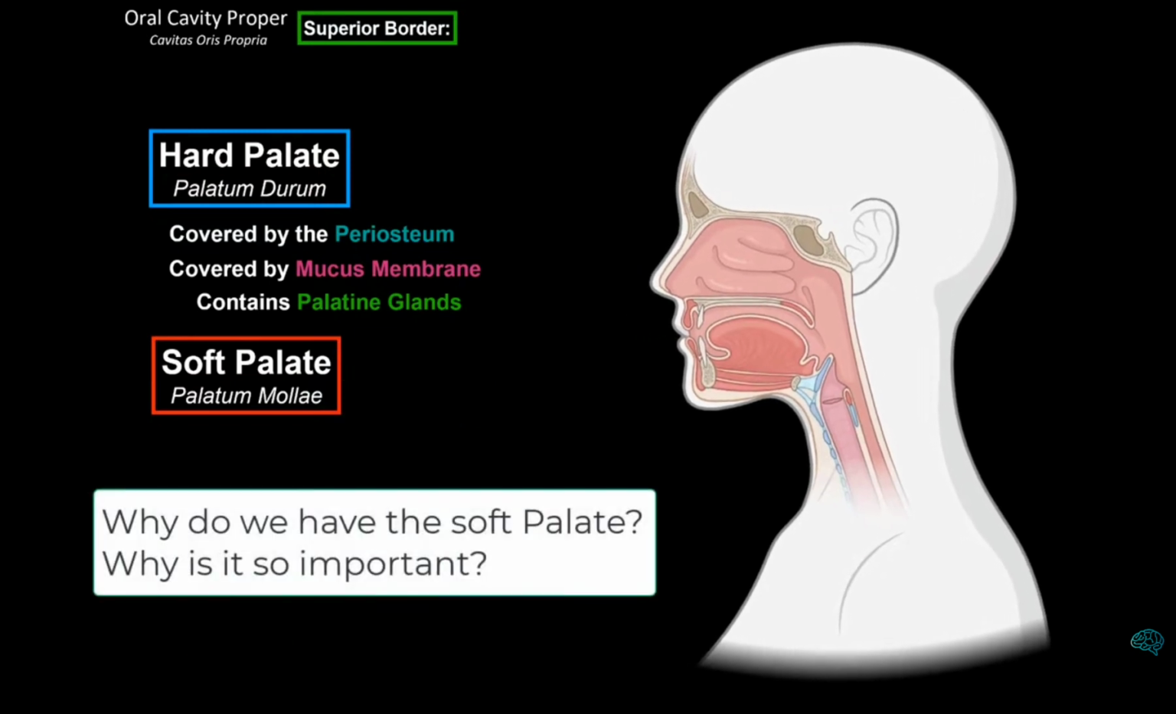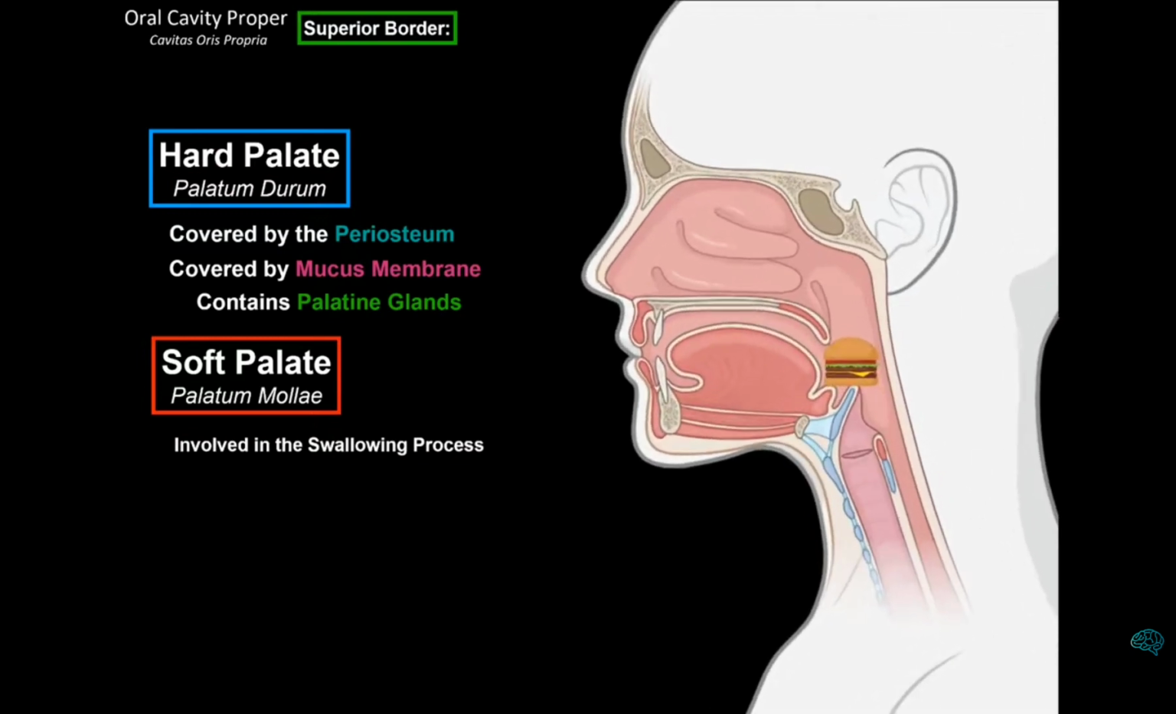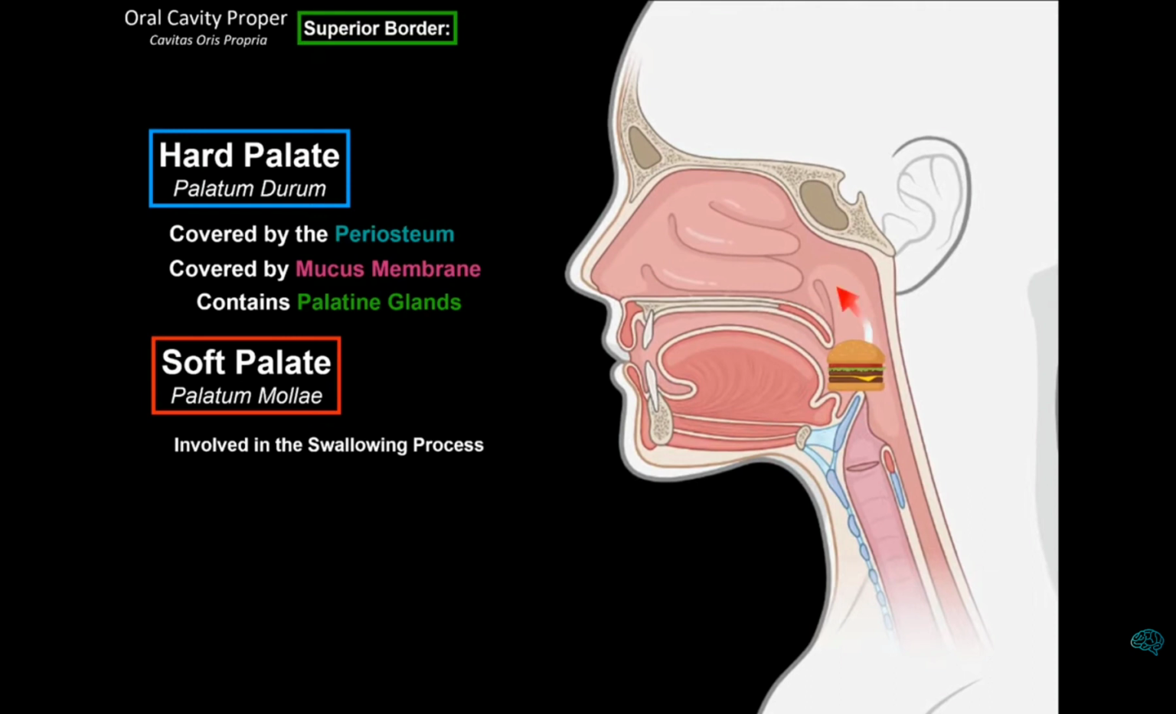So why do we have the soft palate and why is it so important? Well, first, it's involved in the swallowing process. Imagine you're about to take a large bite of this hamburger, but you're so hungry you end up eating the whole thing in one go. When you're ready to swallow it, there are actually 4 directions it can go. It can go into the nasal cavity through the nasal part of the pharynx, or it can get pushed back into the mouth, or it can go down through the larynx and the trachea and down to your lungs, or it can go into the esophagus and then down further into the stomach.